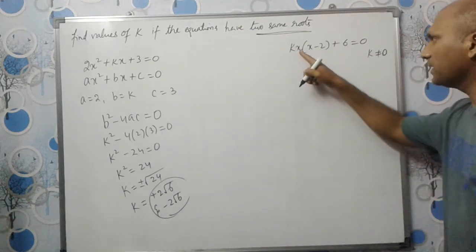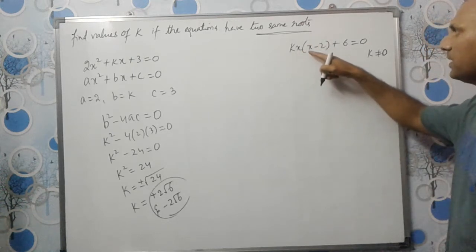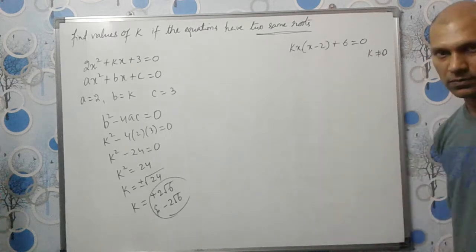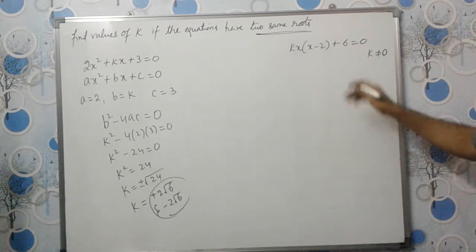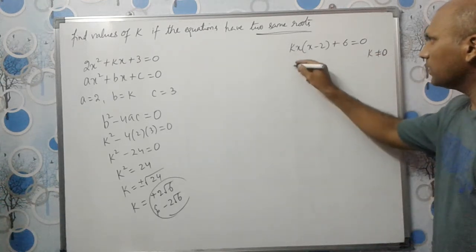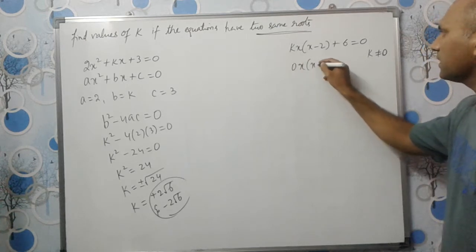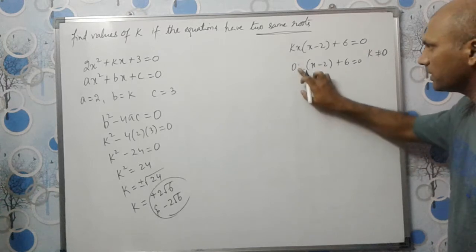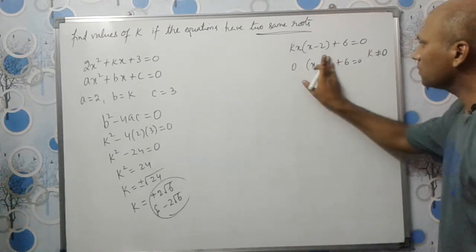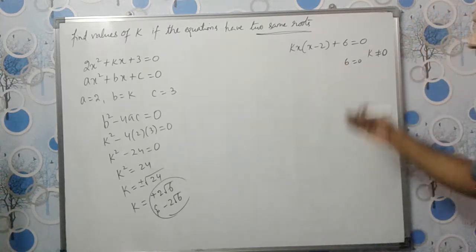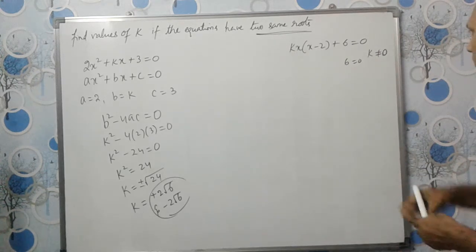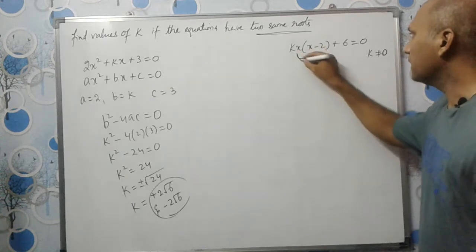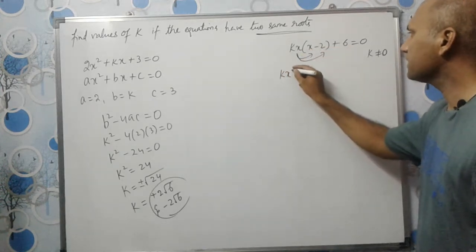The next one is k into x, bracket x minus 2, plus 6 equal to 0, and k is not equal to 0. See, if k is equal to 0, what will happen? This will become 0 into x, x minus 2 plus 6 is equal to 0. This whole part will become 0. 0 into x is 0, 0 into x minus 2 will also be equal to 0. So 6 is equal to 0 will make no sense. So k value is not 0. It is given.